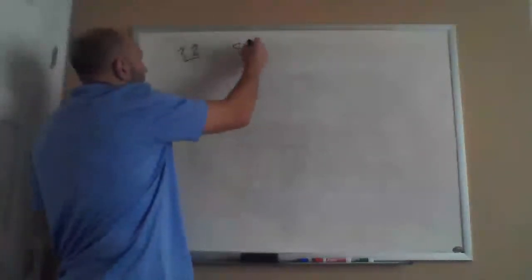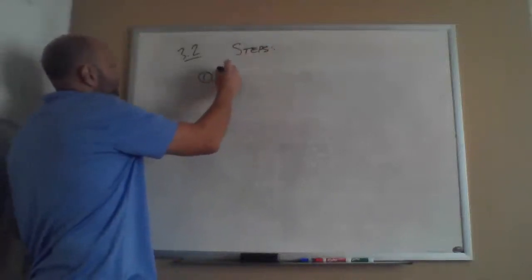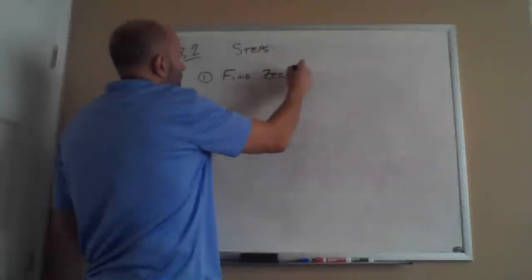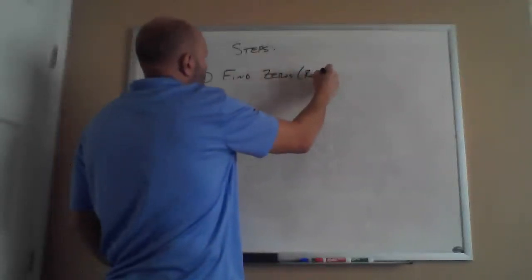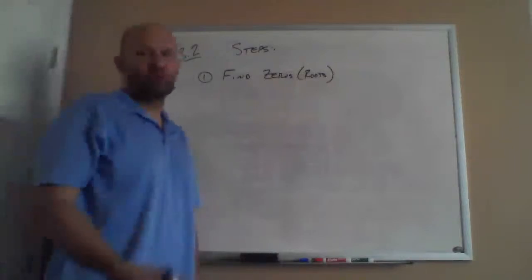With 3.2, it's graphing polynomials, and to do that we have the following steps. The first step is we want to find the zeros, sometimes called the roots. We do this by factoring the polynomial.